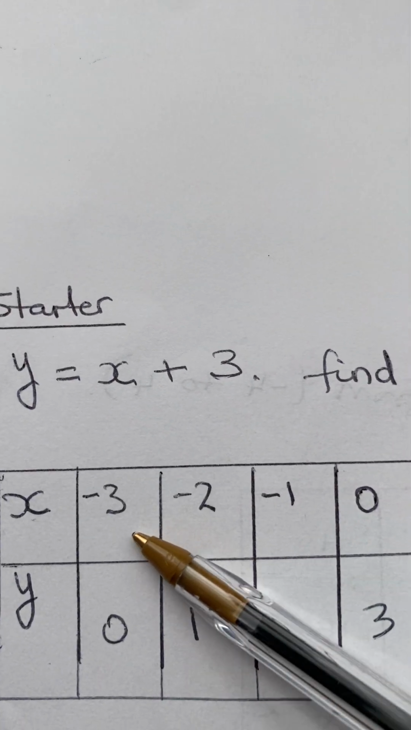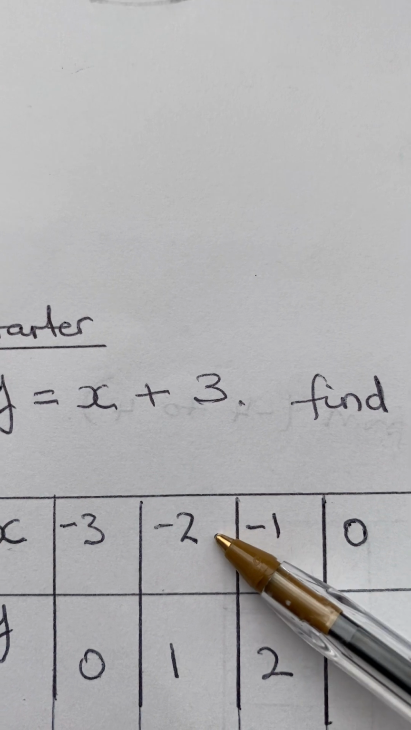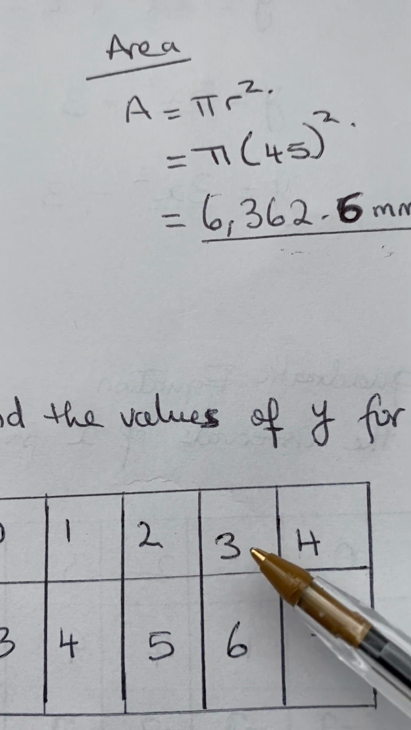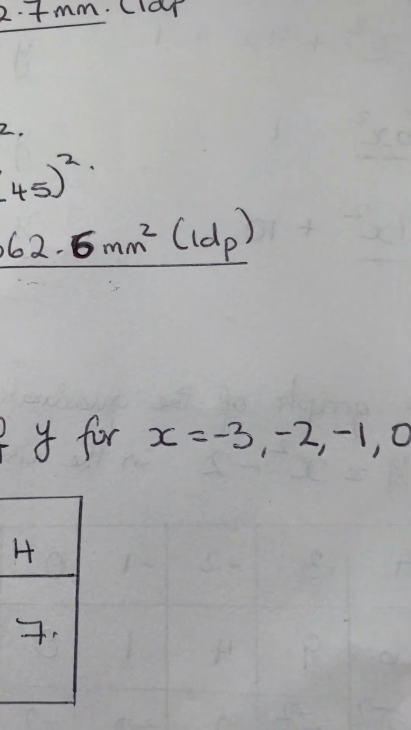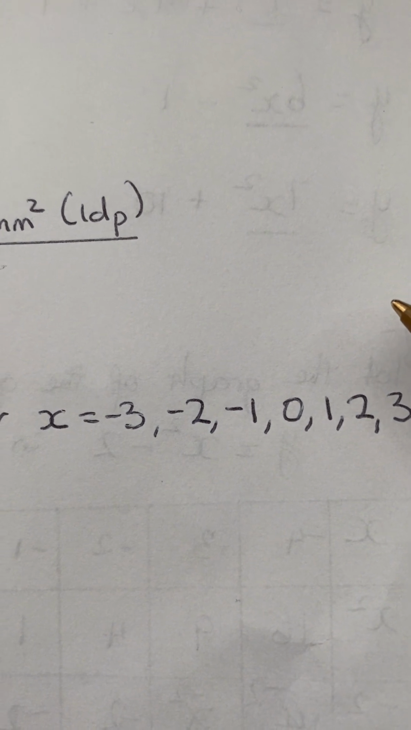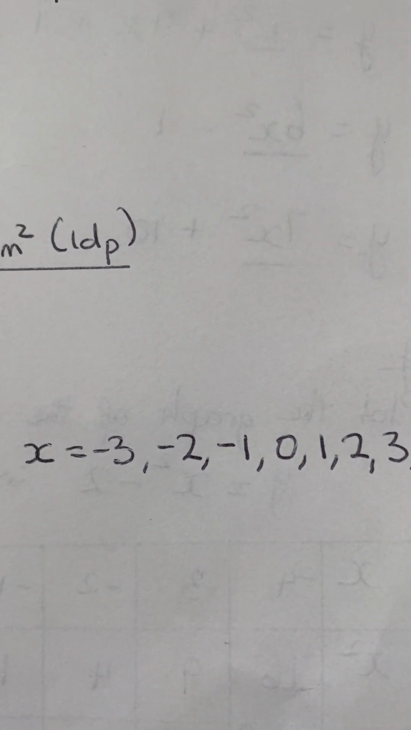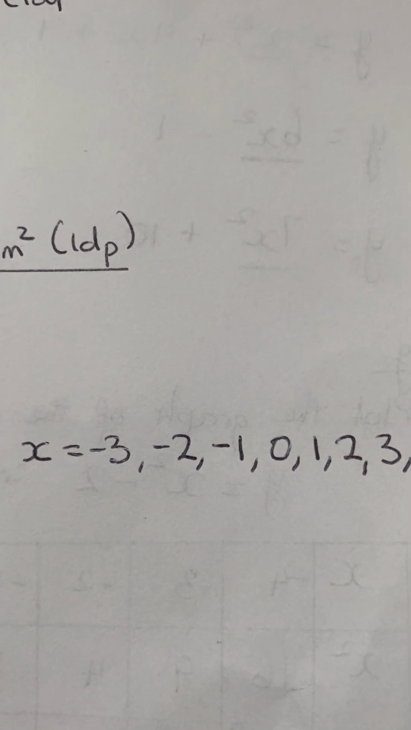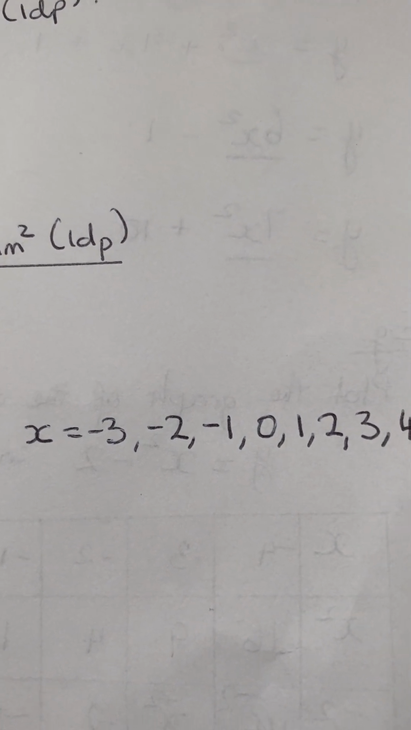So I have a table here. x: minus 3, minus 2, minus 1, 0, 1, 2, 3, 4. I'm using the intervals they gave me. If they've given you these intervals, stick to them. Don't go from minus 10 to 10, because you are wasting time and you won't get any extra marks for that. Actually, they might mark you down if you do that because you are not following instructions.